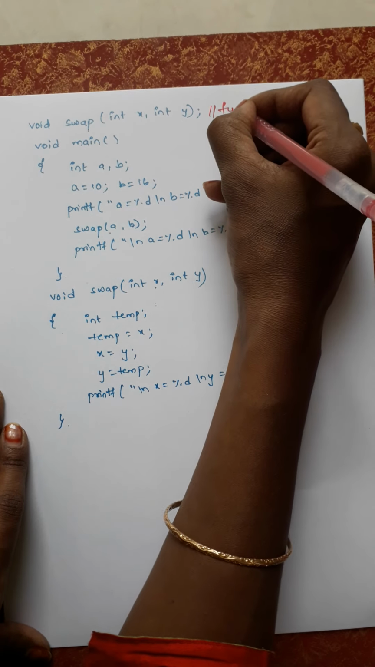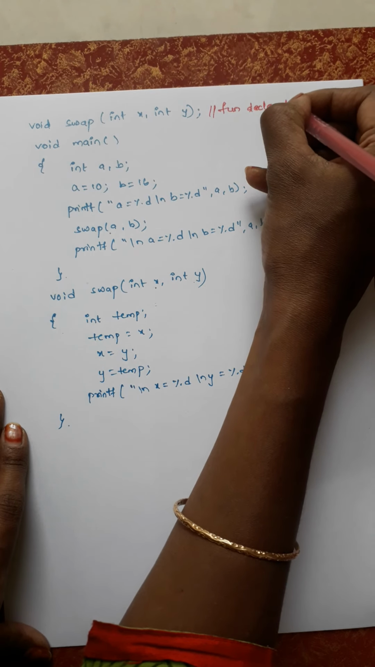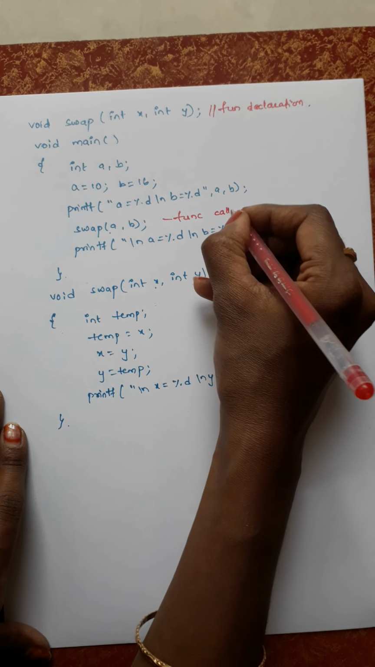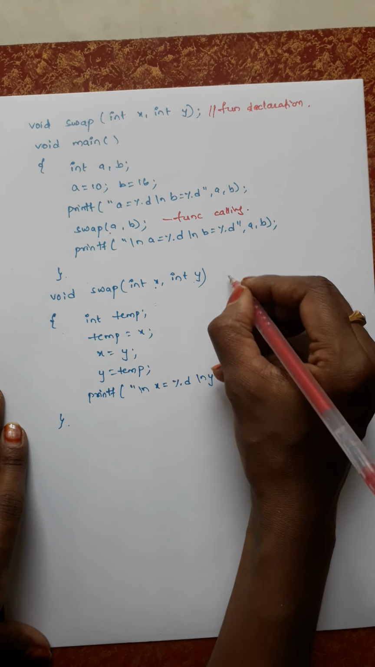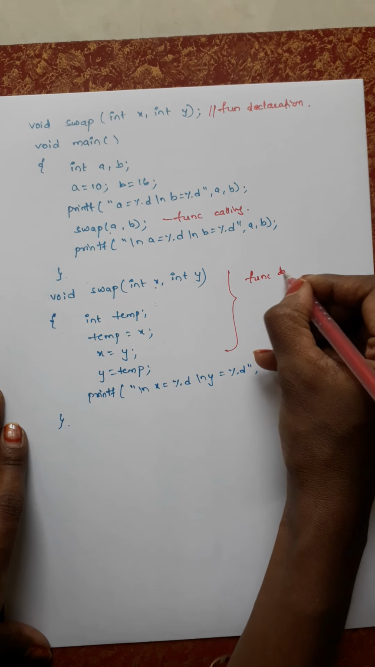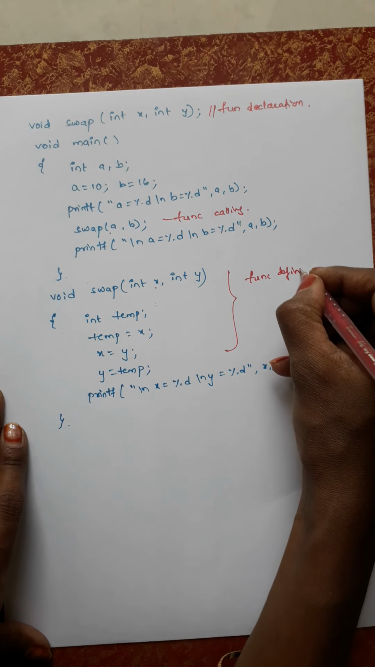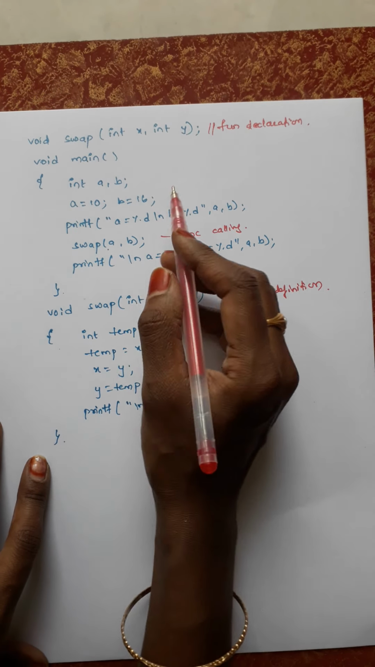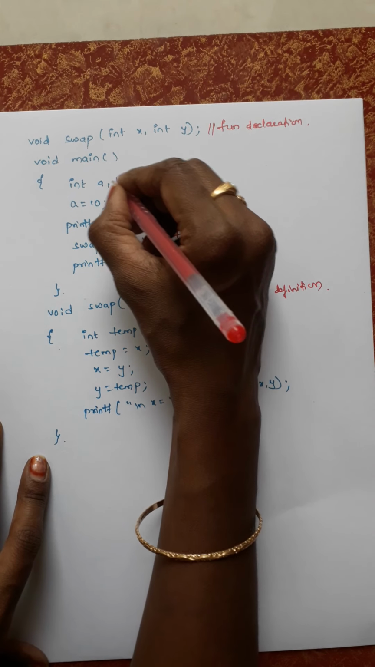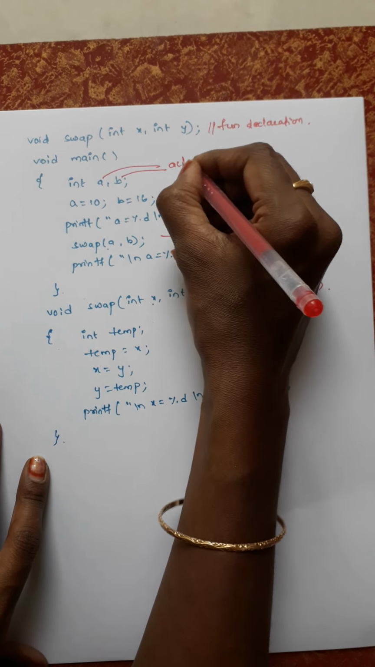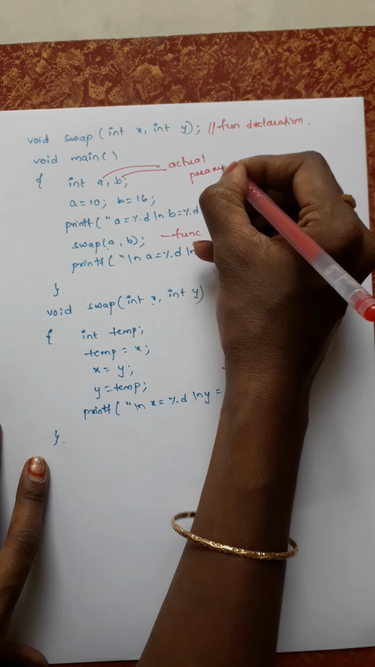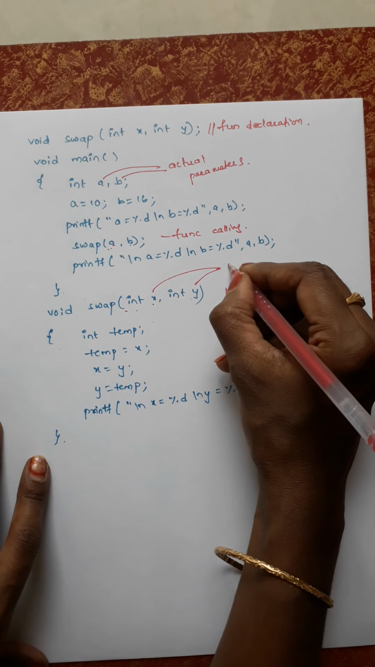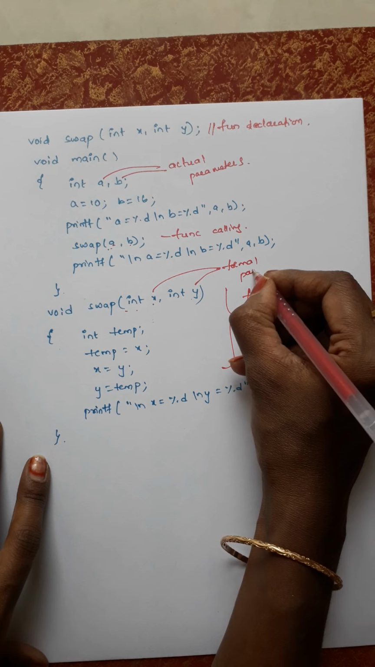Now see, what is this? Function declaration. This is the function declaration, this is the function calling, and this is the function definition. Here A and B are the actual parameters, because we are passing A and B to the function swap. Now x and y are the formal parameters.